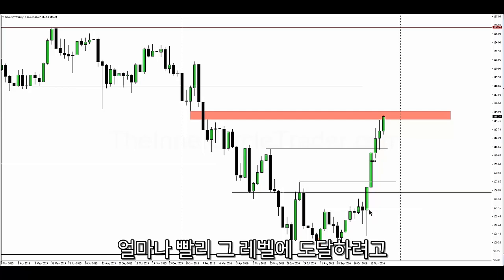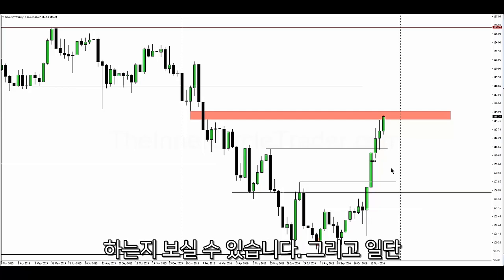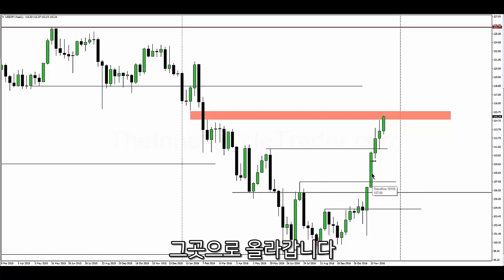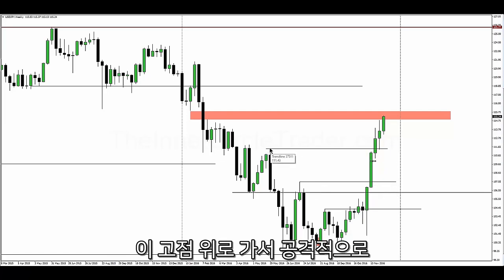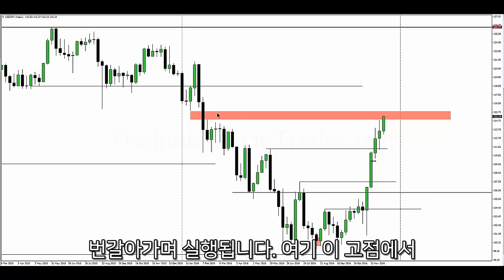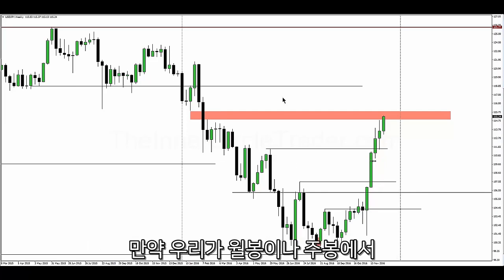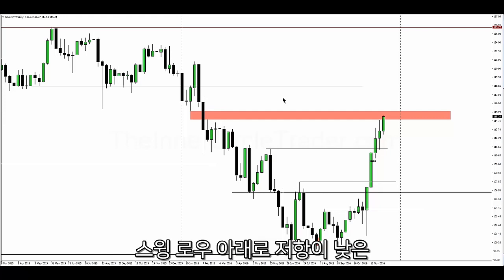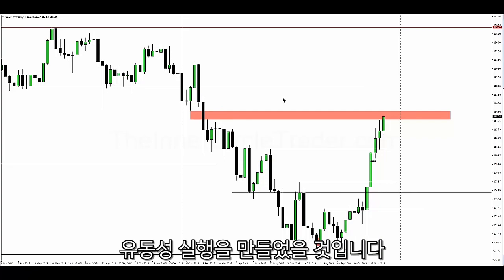You see how quickly it tries to get to that level here? And once this high is taken, what does it do? It doesn't waste any time. It quickly gets up above this high, and then ultimately runs aggressively into this high here. If we were bearish on the monthly chart or the weekly chart, we would be looking for the opposite. We would be looking for retracements higher and making low resistance liquidity runs to break below a swing low.